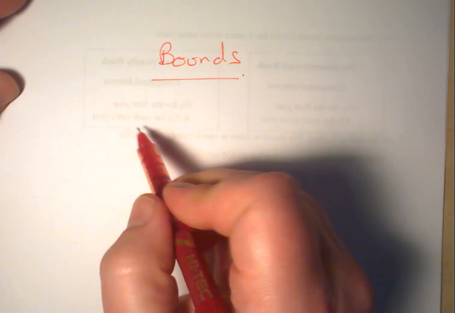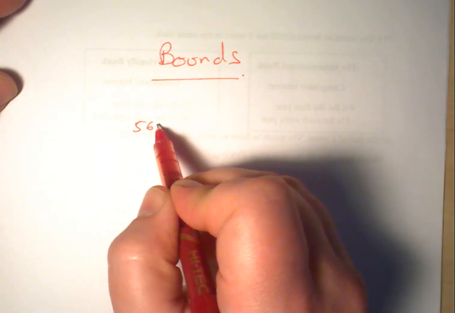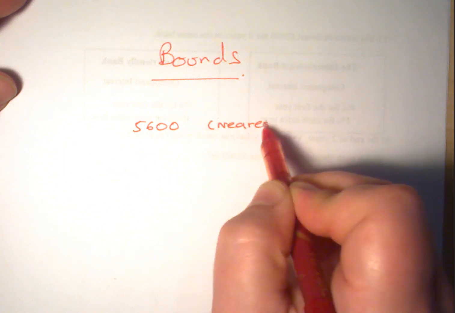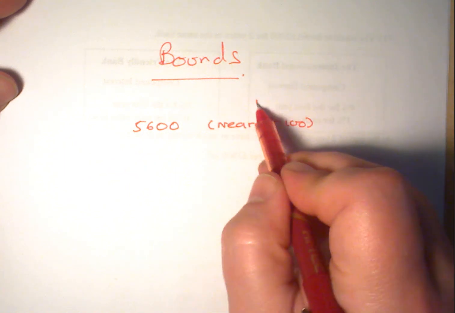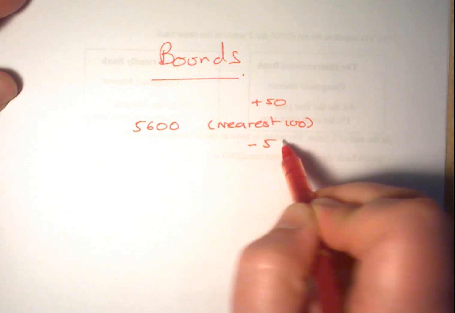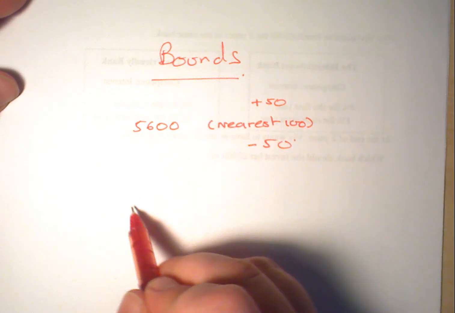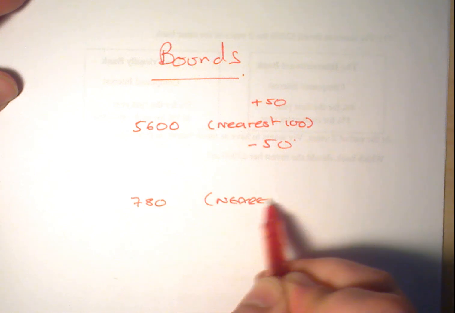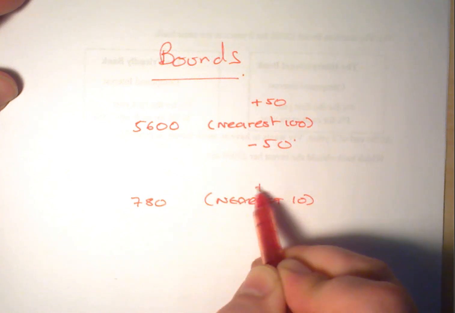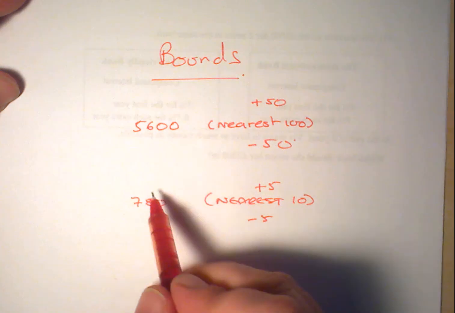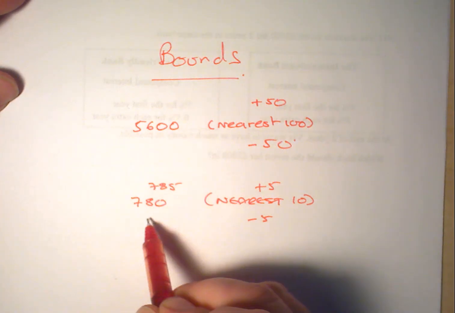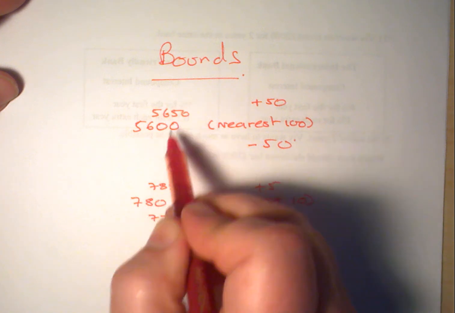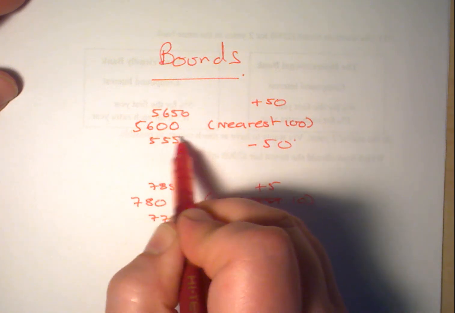So, if you're rounding to the nearest 100, then you're going to go plus or minus 50. If you're rounding to the nearest 10, you're going to go plus 5, you're going to go minus 5. So the answer here is 785 is the upper bound, 775 is the lower bound. 5650 the upper bound, and then 5550 the lower bound.